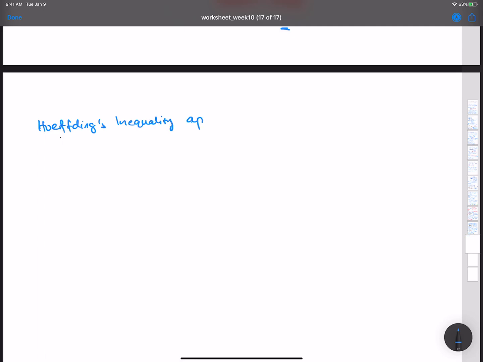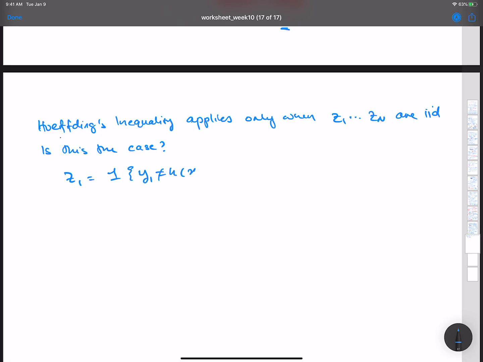So you have to note that Hoeffding's inequality applies only when the random variables z1 to zn are IID. So these are the marbles that you draw from the pail. And is this the case? So z1 is essentially the indicator variable: is h of x1 equal to the observation? So h is your hypothesis, and your model tells you something, and your observation is something else, so that when it's not equal, you see the red marble, right? And then you do it for the second sample, x2, and so on up to zn, which is h of xn.